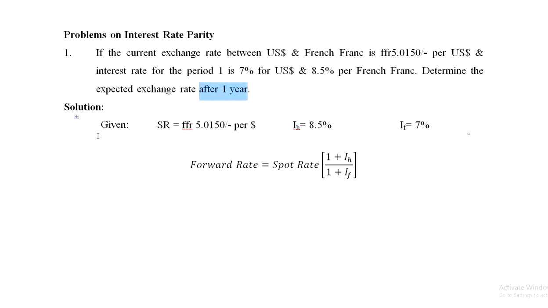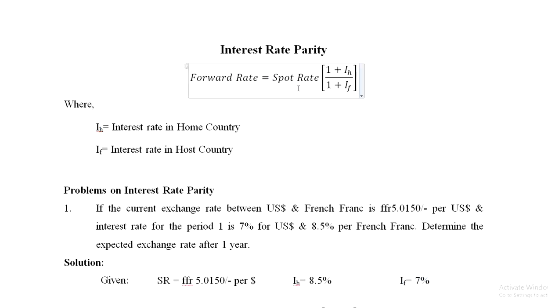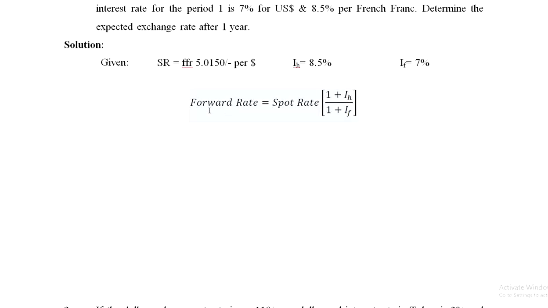For 1 year. So here I have come out with the given things. Spot rate FFR 5.015 per dollar, it is in France, which is given over here. Similarly, IH is 8.5%, the interest rate in the home country, France, and IF is the host country interest rate, that is in US, that is 7%. The formula is here. I have taken it from this only, so the same formula we are going to use here, and let us come up with the solution right now.